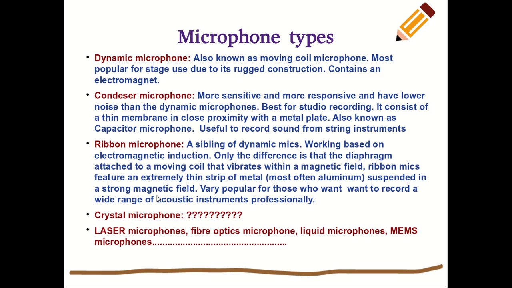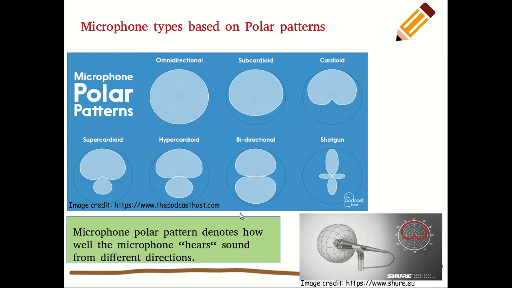The fourth main type of microphone is the crystal microphone, on which we have to focus, and I will cover it in the next slides. But before that, apart from these four types, dynamic, condenser, ribbon and crystal microphone, there are a few more types of microphone, like laser microphones, fiber optic microphones, liquid microphones, MEMS microphones, carbon microphones, and also many types that I haven't mentioned here. Now, let us see the details about the crystal microphone, which is the fourth important class of microphone.